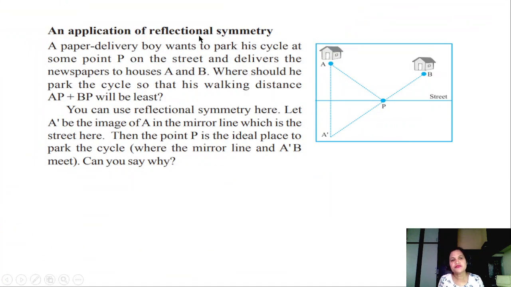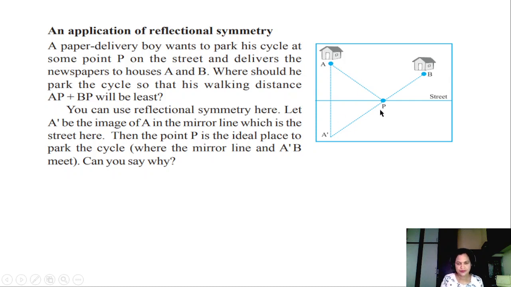An application of reflectional symmetry. What is this? The paper delivery boy wants to park his cycle at a point P on the street and deliver the newspaper to the houses A and B. Should he park the cycle so that his walking distances AP and BP are the same? Okay, two houses are there. Where should he park the cycle so that he can reduce his walking distance? You can use reflectional symmetry here for this. Exactly how do we find it?